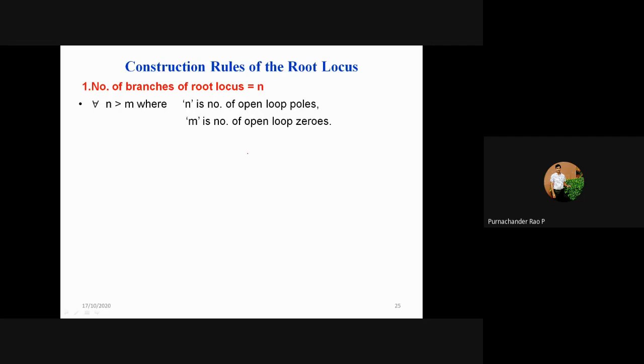Okay, so the number of branches of the root locus is equal to n, where n is the number of open loop poles. Okay, and here m is the number of open loop zeros. The first point is that the number of root locus branches is equal to the number of open loop poles.